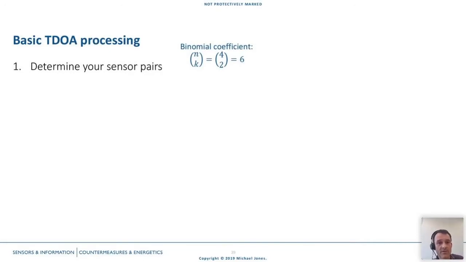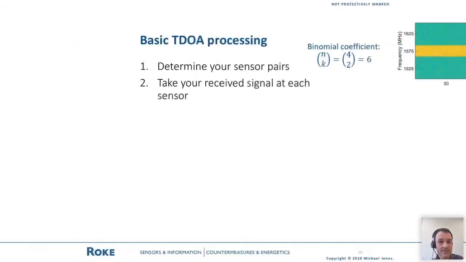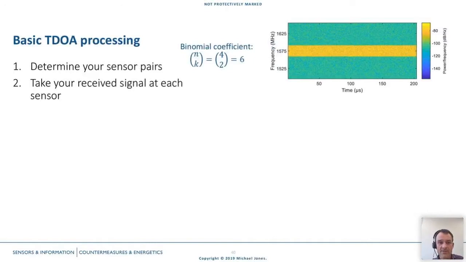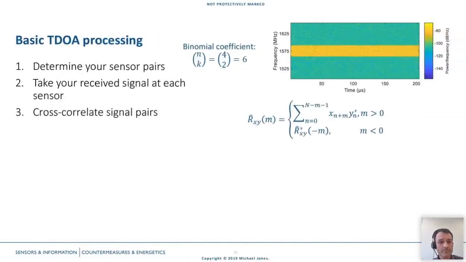In this case, we've got 4 sensors, and we want to find every combination of 2 sensors. So we use something called the binomial coefficient, which just means we're looking at all the different pairs, which in this case gives us 6. And then we take the received signal. In this case, our jammer is a broadband noise jammer. So this is a 30 megahertz wide broadband noise signal, which looks like that.